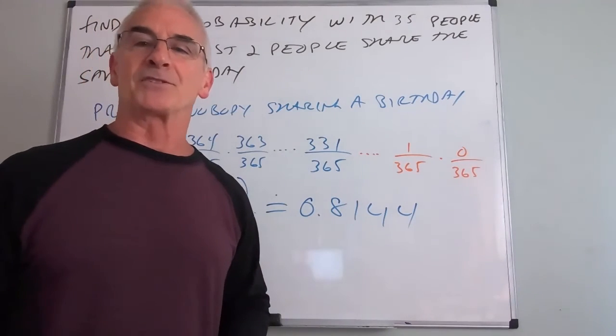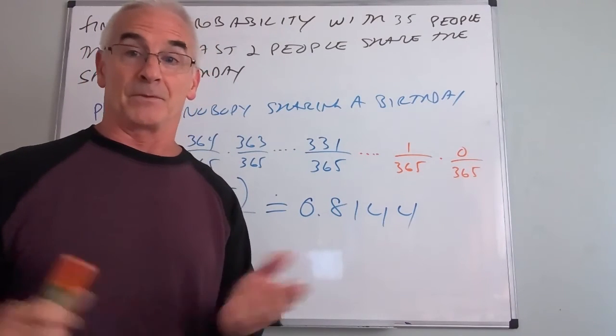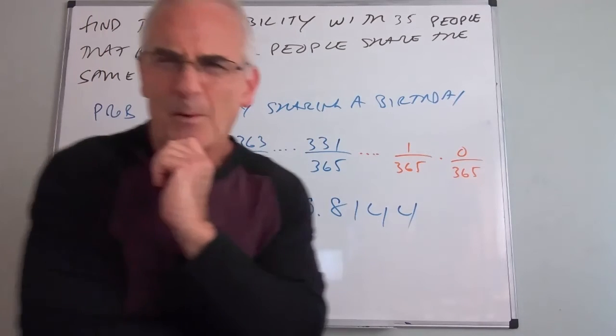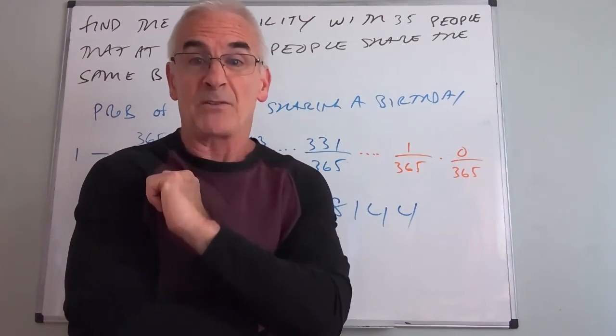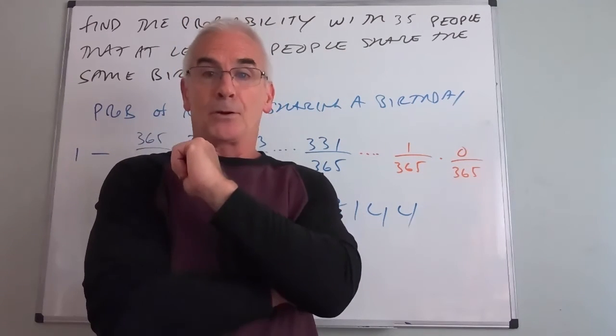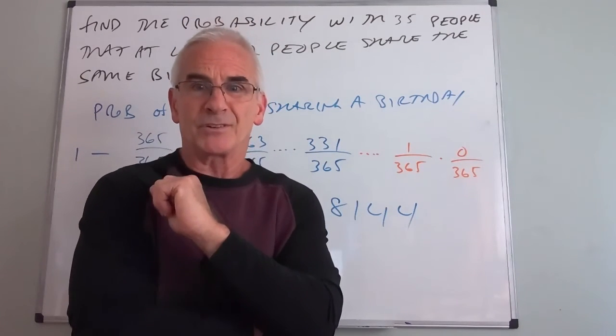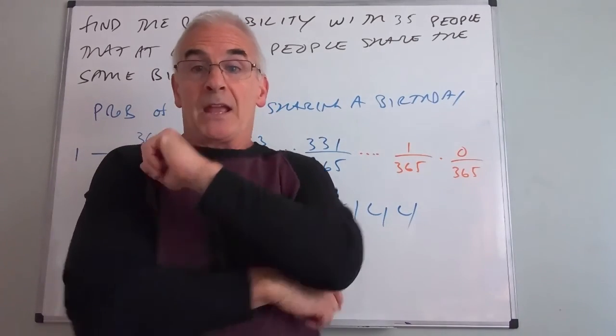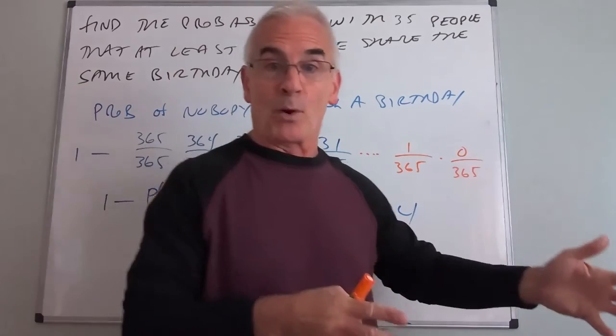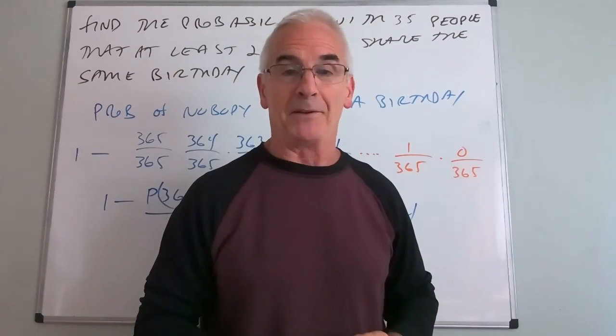Now, for anybody who's ever seen this before, the question people always ask is, so how many people would I need to have a probability greater than 0.5? You see, if you're going to gamble, you want to know that you're going to win more likely than you're going to lose. So if the probability is greater than 0.5, then I'm more likely to take this bet.